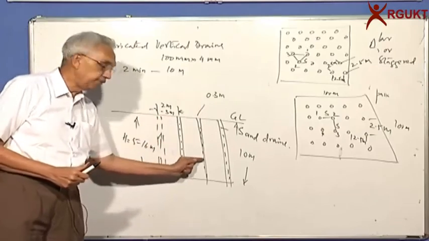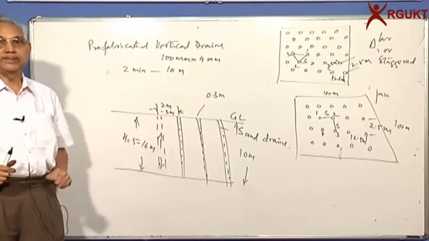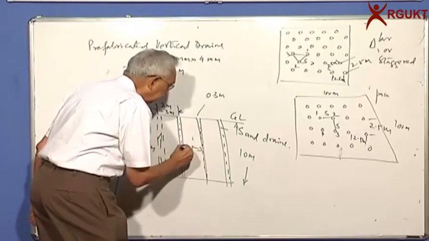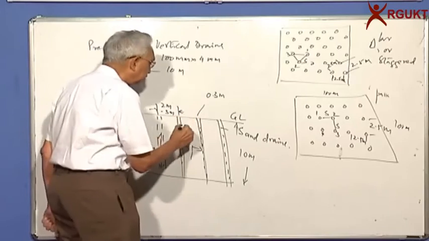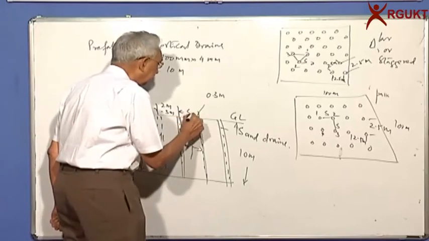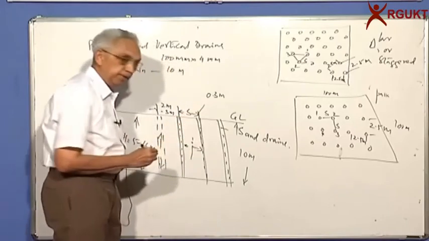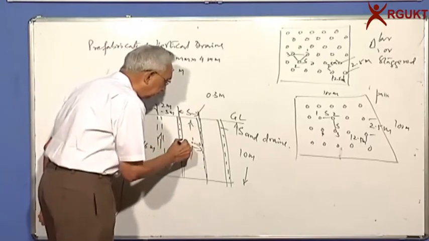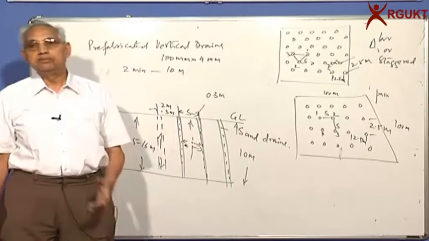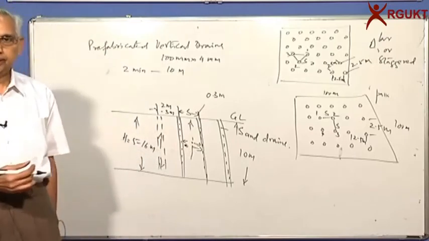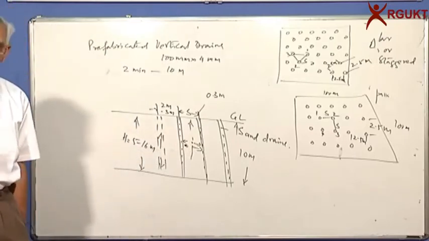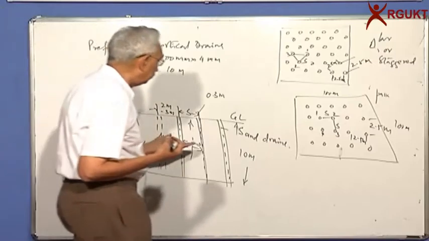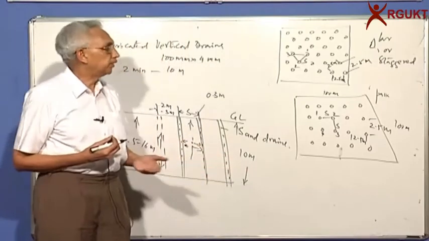I have a pervious drain within the soil. So the maximum distance it has to travel is half the spacing. Basically, if this is the spacing S, if there is a water molecule here, will it go to the top or would it try to go to the drain sideways, which is at a smaller distance? You know that water always takes the line of least resistance, so it will now flow horizontally into the drain.